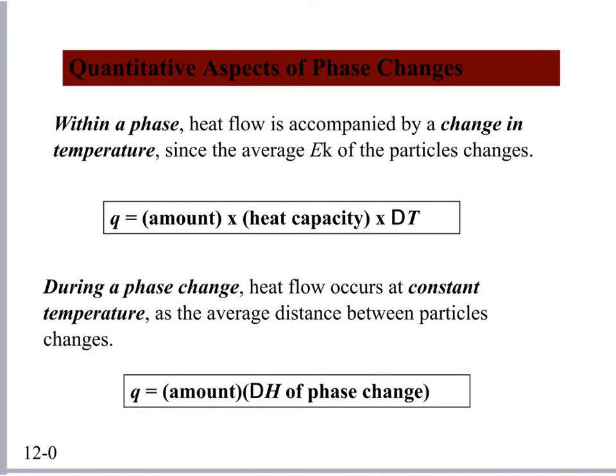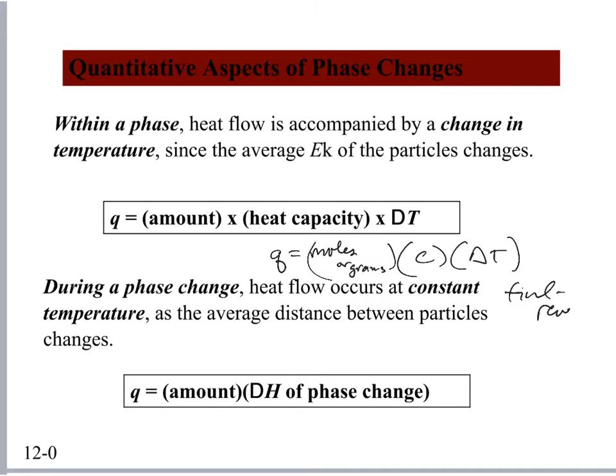Within a phase, heat flow is accompanied by a change in temperature. I think you learned this a few chapters ago, where Q is equal to an amount, it could be moles or grams, multiplied by a heat capacity, or you could think of it as a specific heat, C, and then delta T is a difference in the temperature. Remember that as final minus initial.